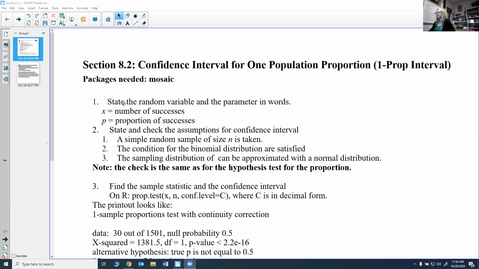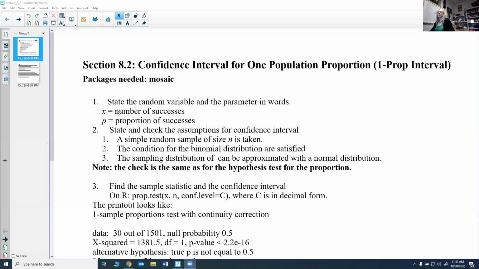Just like in a hypothesis test, you have some certain steps you have to do. You do need to have mosaic turned on, and then you need to state some values. We want to state our random variable, again, what we actually are measuring, and then the parameter that we're actually trying to estimate. Again, these are in words. We don't know what these values are yet. We're just at the start. We're thinking about what we want to do. We want to estimate something, and we're going to go find out what it is.